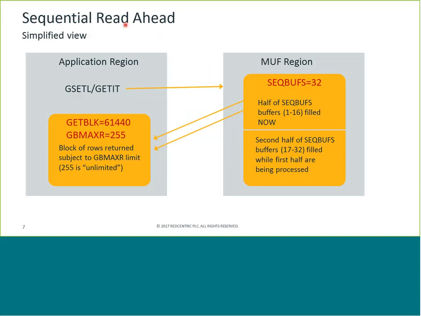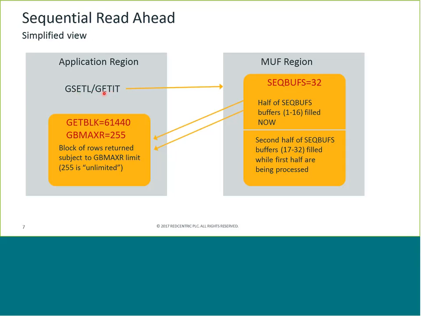So what is sequential read-ahead? Well, here we have our two regions. We've got our application region running the COBOL program or the IDEAL program, and we have a multi-user region. In the application region, in the program, we're going to use GSETL GETIT. As I said, IDEAL will automatically do this, but for MetaCOBOL you have to code it yourself, and if you're non-native COBOL, you have to code it yourself as well.